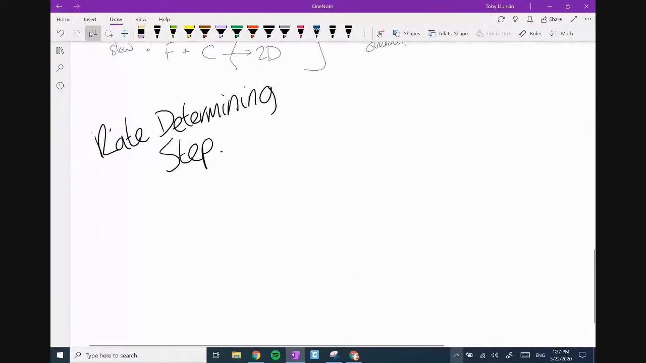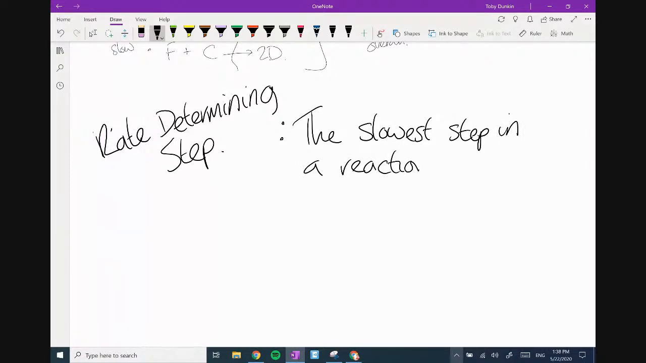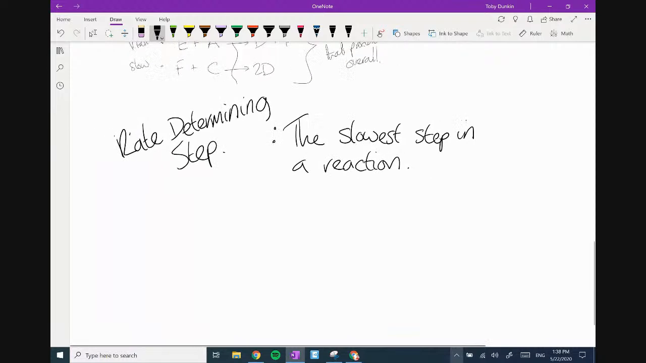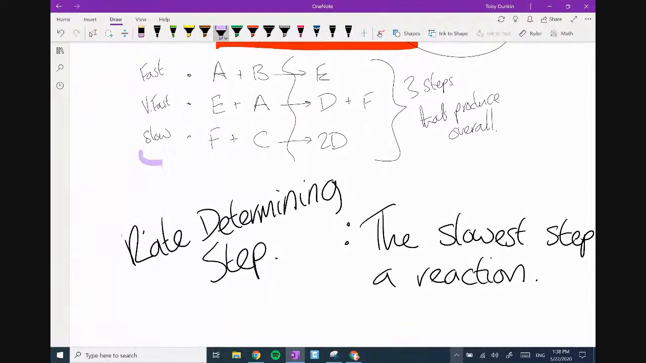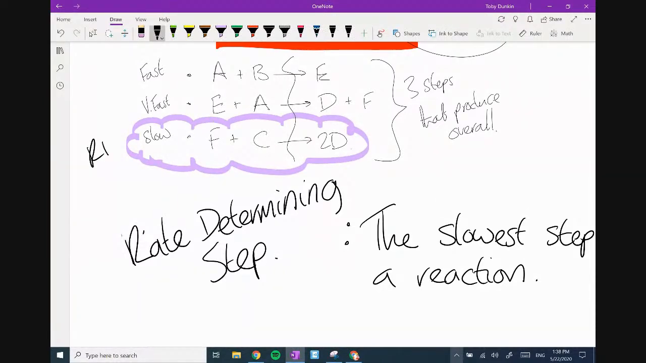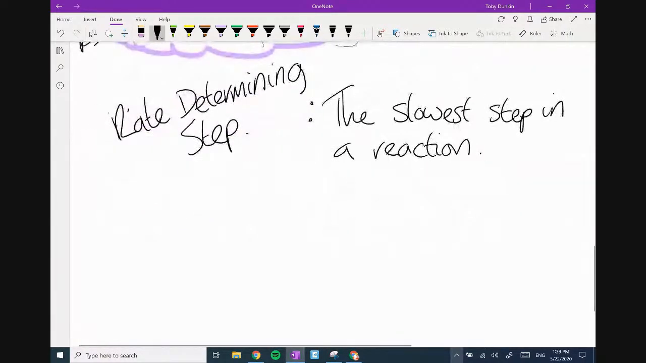Rate determining step: the slowest step in a reaction. Okay, so now that we understand, we can now flag this here. This is going to be therefore RDS. It is rate determining. Now we've been talking about rates.